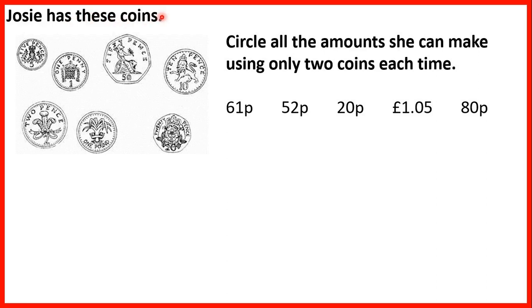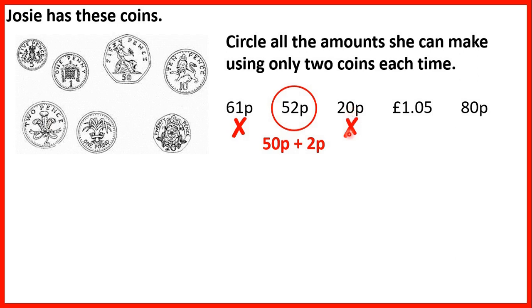Josie has these coins. Circle all the amounts she can make using only 2 coins each time. So first we have 61 pence. She can't make that using only 2 coins. She could have the 50 pence, the 10 pence, and the 1 pence to make 61 pence, but that would be using 3 coins, and she can only use 2 coins each time. But she can make 52 pence, because 50 pence plus 2 pence is 52 pence, and she has a 50 pence and a 2 pence coin.